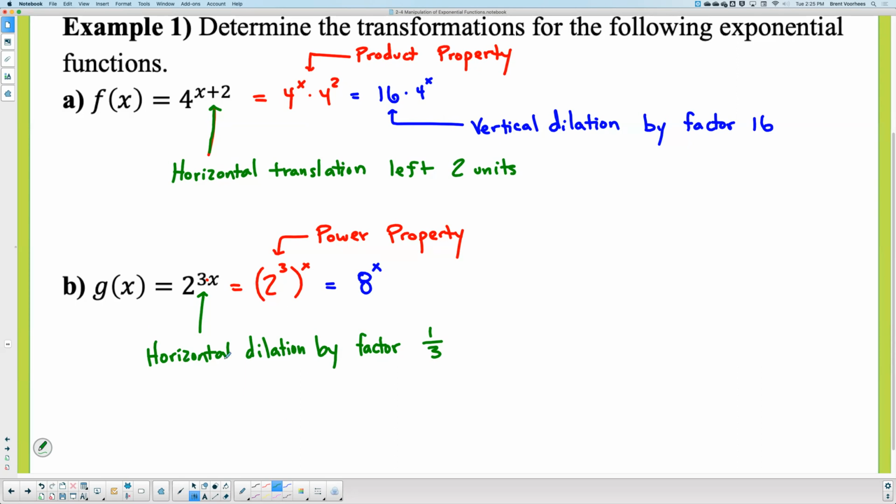Now let's see. How did a horizontal dilation by factor 1/3 turn out? Well, it did not turn out. We don't have any other transformation, but what has happened is we changed the base. What was the base? 1/3, 3. At the very start, what was the base here? 2. And now what's my base? 8. We changed the base. So a horizontal dilation is the same thing as changing your base.